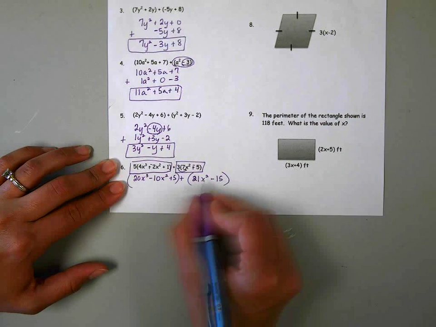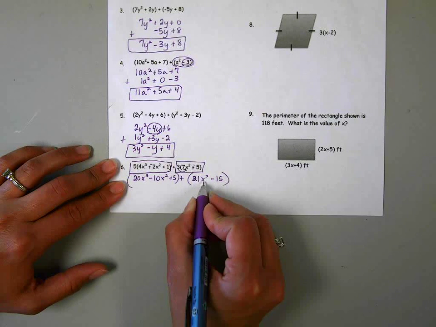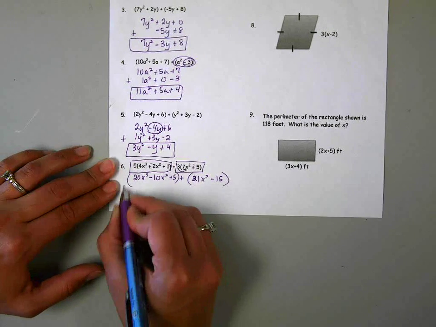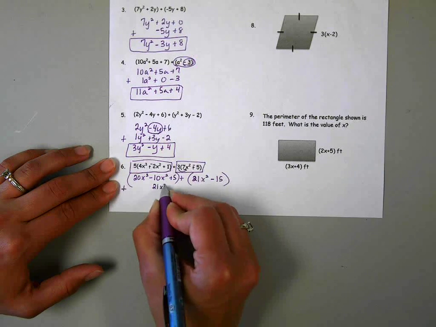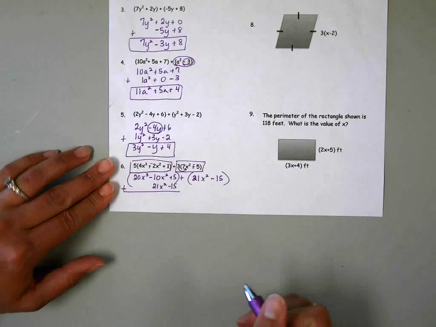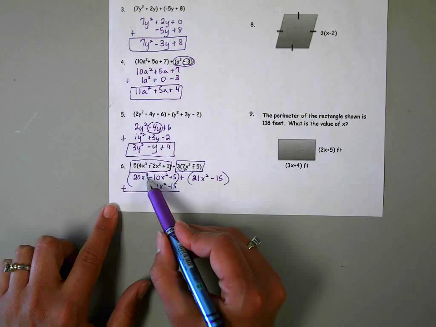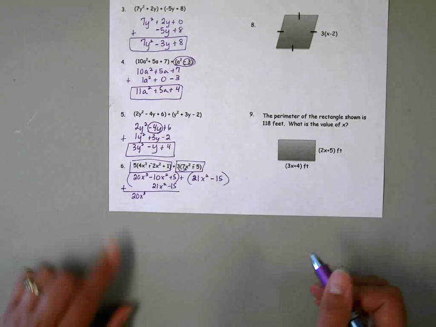Actually, I'm not going to rewrite this part. I'm going to just bring this under here. So I don't have an x cubed, so I leave this blank, and I'm adding 21x squared here, minus 15. So 20x cubed stays the same, so I'm not going to be adding anything to that.